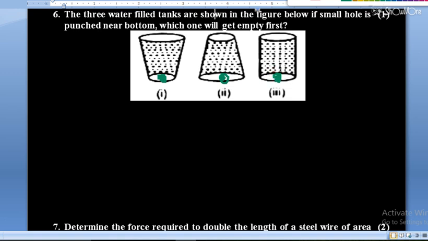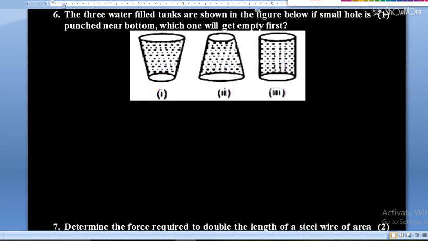So if pressure is the same and we punch a hole of the same size in every vessel, then the water will empty in the same time. All the beakers will empty in the same time. There is no time difference. It will not happen that beaker 1 gets empty first or beaker 2 gets empty first. Every beaker will empty at the same time. So this is the 1 mark question, and it was asked from the hydrostatic paradox.